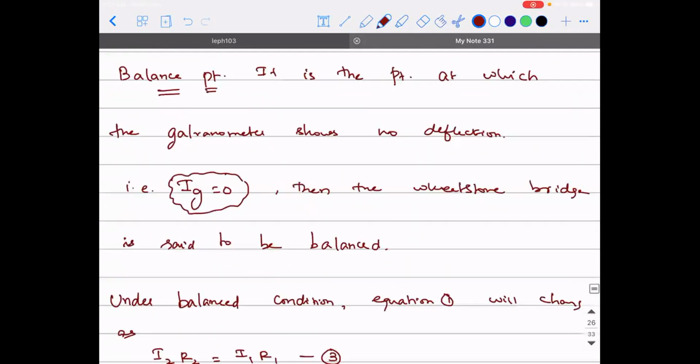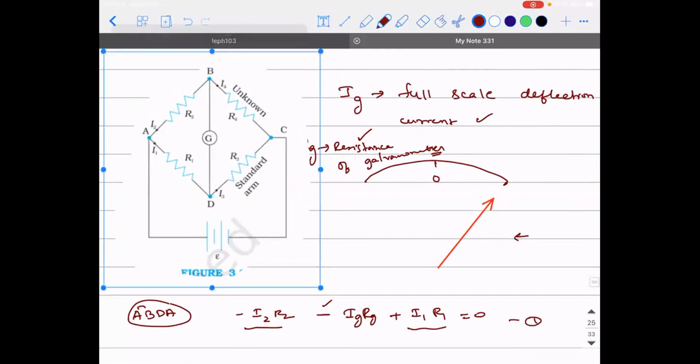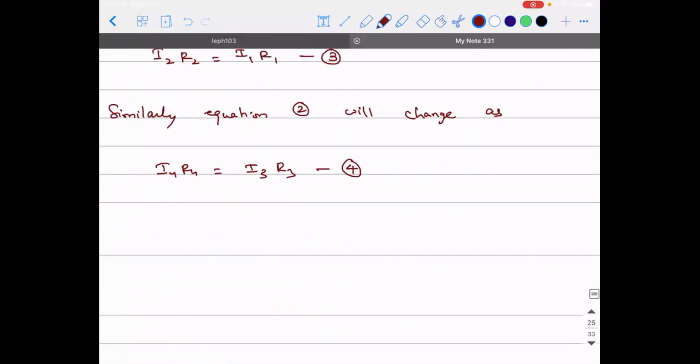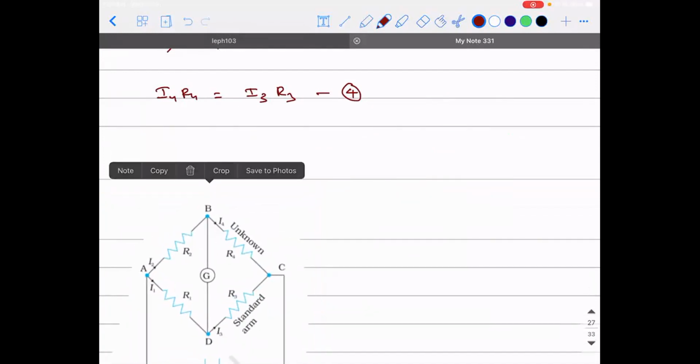Now comes an important question, guys. Under balance condition, how is the circuit going to look in the first place? So listen to this. Under balance condition, when I say IG is equal to 0, then can I say that it is as good as this galvanometer not being present itself? Yes, sir. Because that branch itself is going to be absent.